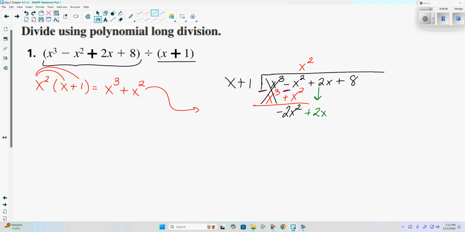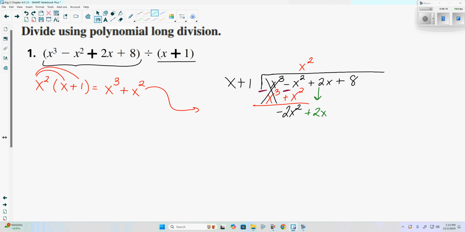Next step, last part of the step, is to bring the next term down. So we bring down the 2x. Questions on this here? Questions on anything we've done so far? Are you ready for the next step? The next step is we're going to do everything we just did again.